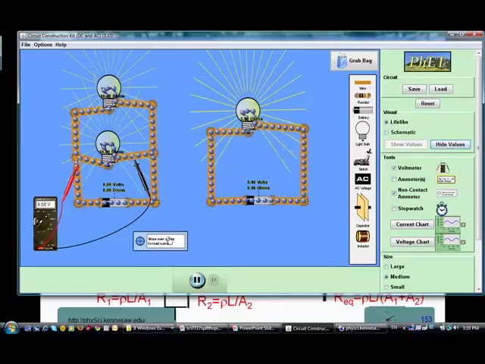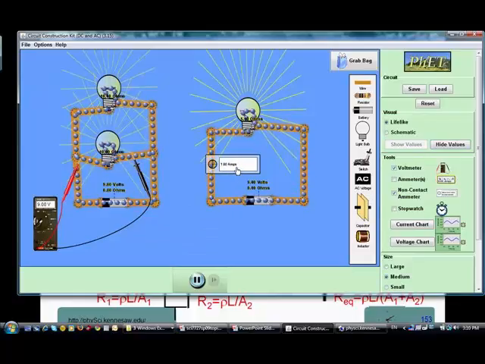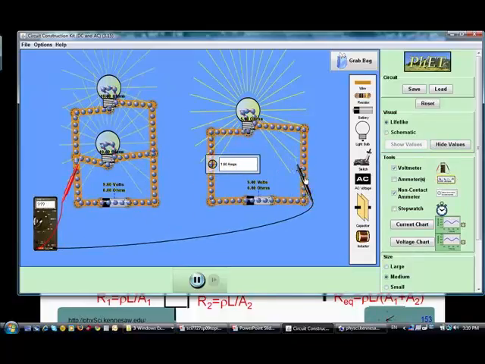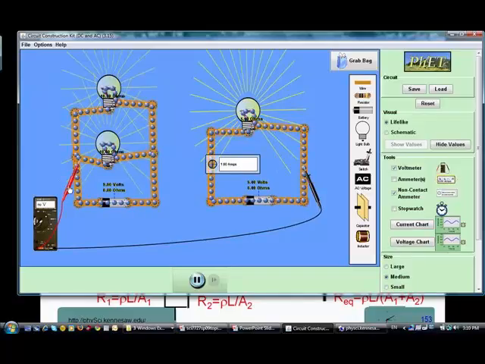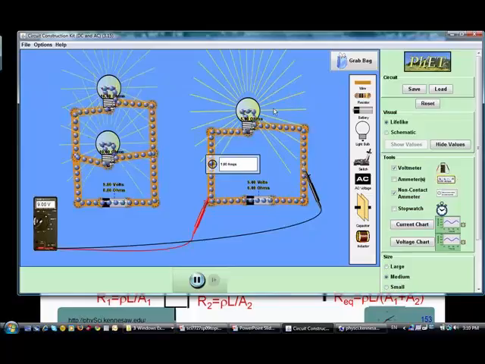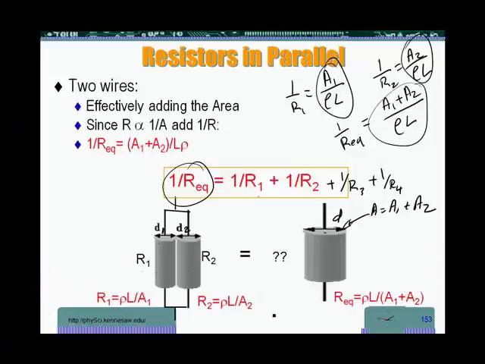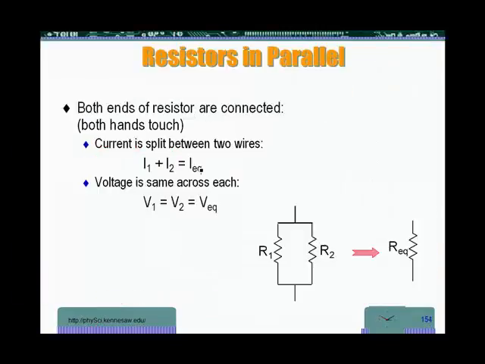Okay, now when I have here 5 ohms, I have a current of 1.8 amps out of the battery. And the voltage is still 9 volts. And you notice this light bulb is now brighter than either one of these. It should be as bright as both of them combined. Now, a key to resistors in parallel, both ends are connected, and the current is split between the wires. Okay, we have seen that the voltage is the same across both of them.